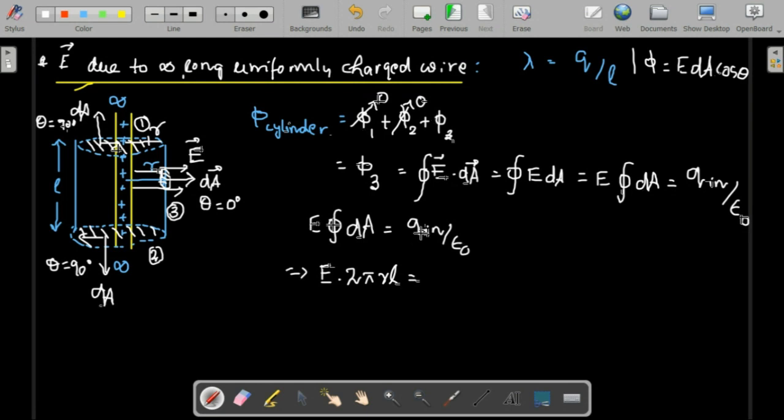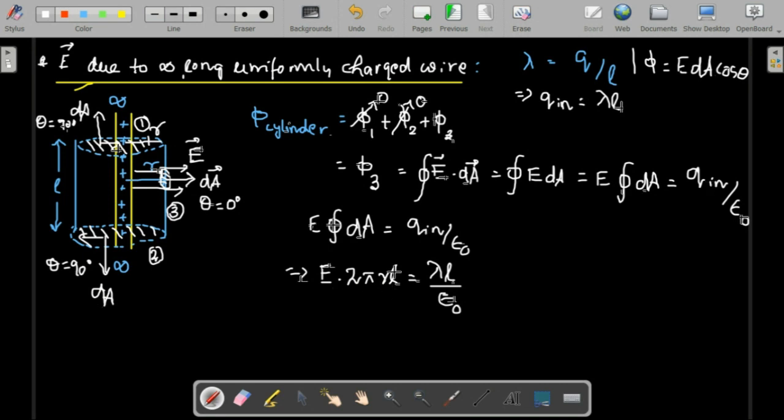Is equal to q inside by epsilon naught. But what is q? Q inside is nothing but the charge density multiplied by length, if you use the concept of linear charge density. So it is lambda into L. So in place of Q in we can write lambda into L divided by epsilon naught. This takes care of the length of the wire. Please remember, when we say infinite length, it is only applicable when this r is small. If this r is very large, this infinite length will lose its significance. So we do consider that.